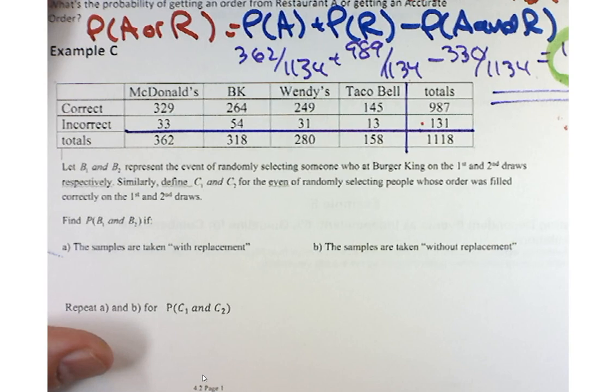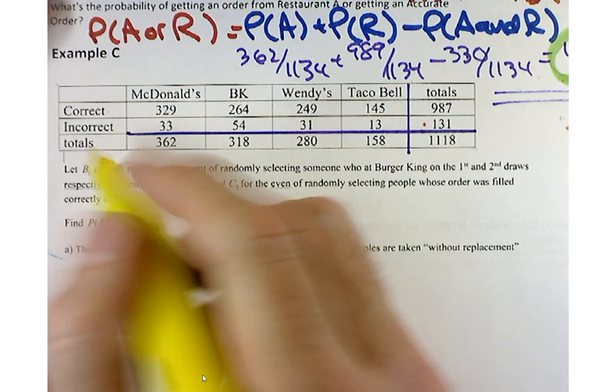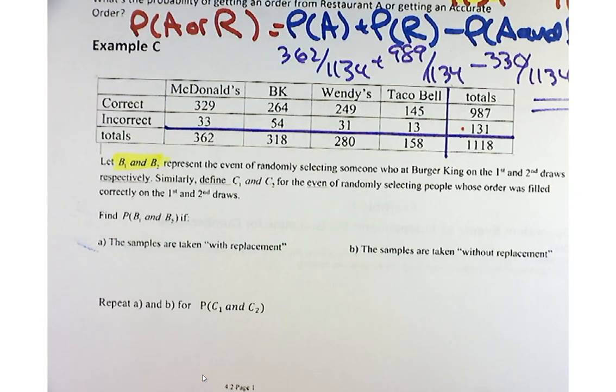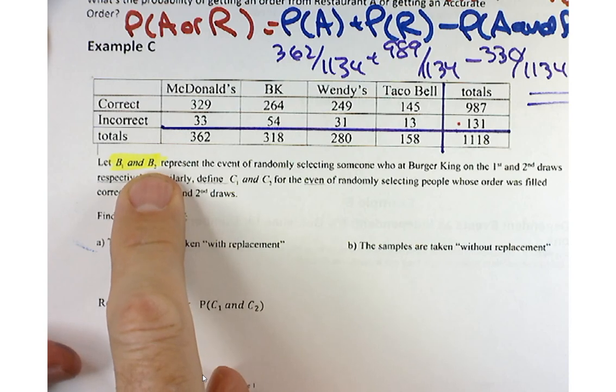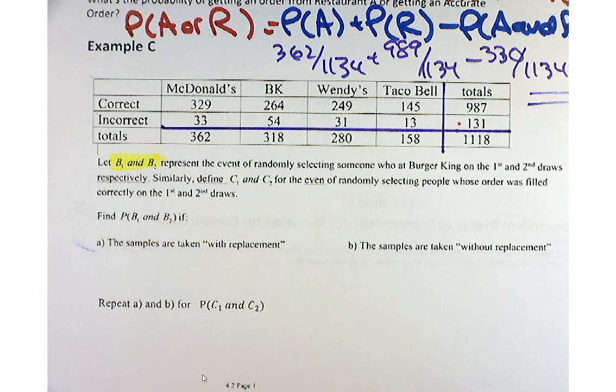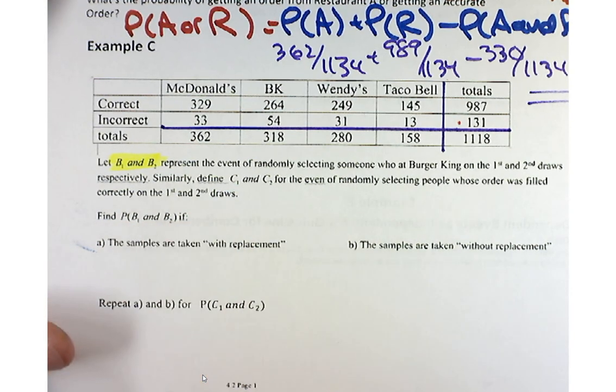Okay. In this table, we're going to let B1 and B2 represent the idea that you're randomly going to select somebody who went to Burger King on the first draw out of the 2 draws on this table, and then you're going to draw again, and on the second draw, B2 represents the probability that you drew somebody out on the second draw. So what I want here is a probability of B1 and B2.